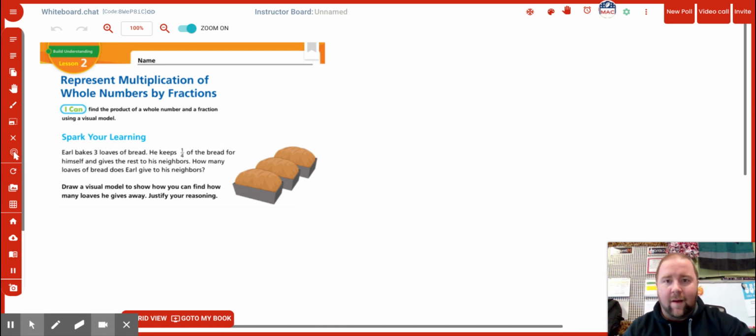Today we're going to work on Module 8, Lesson 2, which is representing multiplication of whole numbers by fractions. So I'm going to jump right into this problem. We're representing, which means we're going to be drawing visual models today.